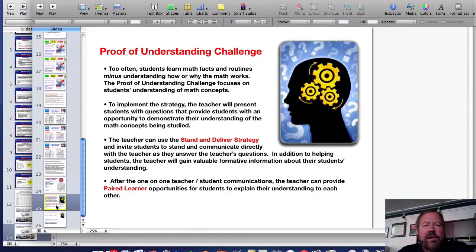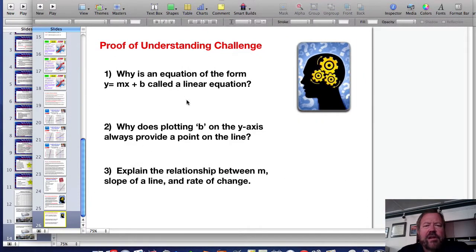Okay, moving forward, then we have a proof of understanding challenge. Now, the proof of understanding has to do with the fact that there are certain understandings we want kids to walk away with from the lesson. So let's see what we have here. So here's 3 questions that, if the kids can answer them very well, would demonstrate their understanding. So number 1, why is an equation of the form y equals mx plus b called a linear equation?